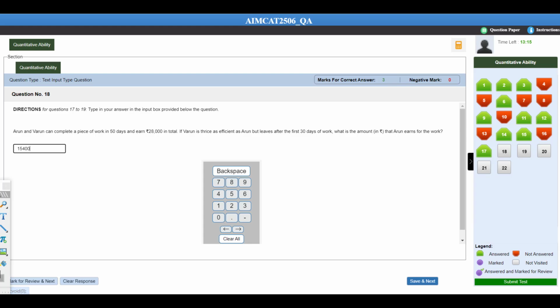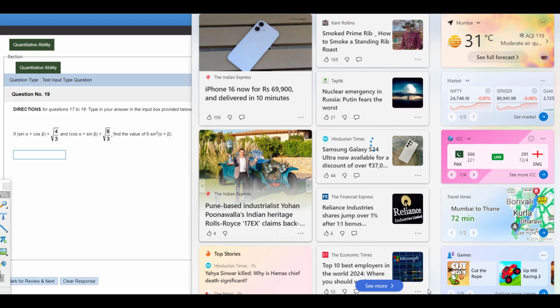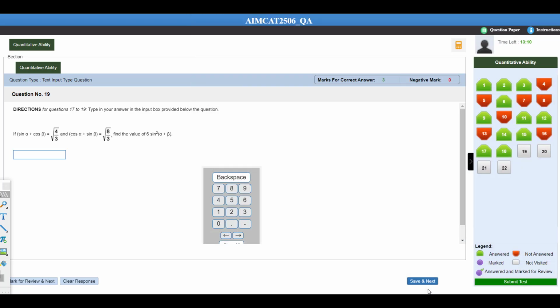After this, now this is a trigonometric question, and I'm not very good at this concept. Now let's move to the next question.